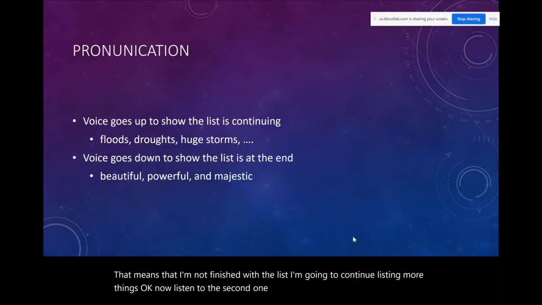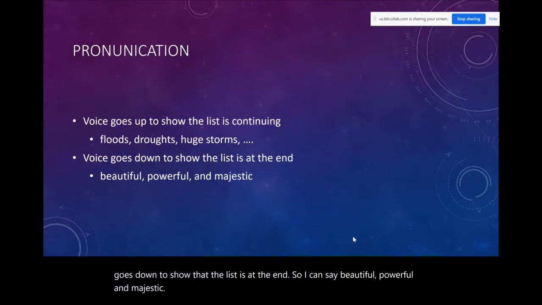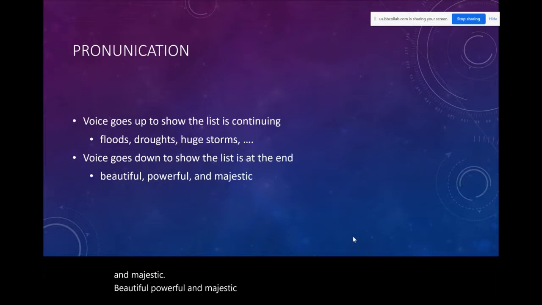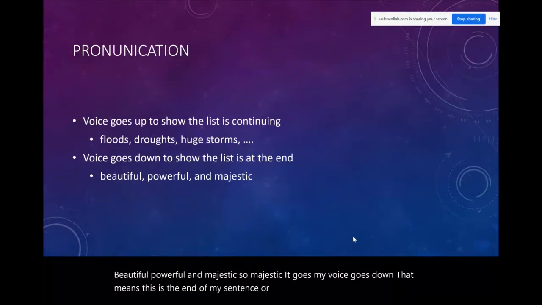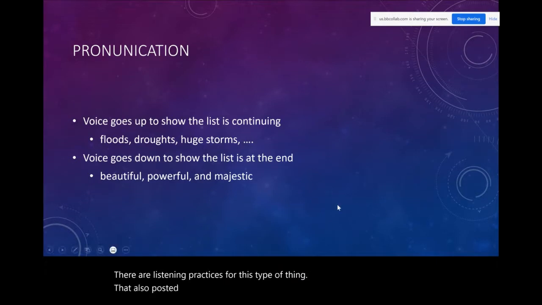The second one is when my voice goes down to show that the list is at the end. So I can say beautiful, powerful, and majestic. Beautiful, powerful, and majestic. So on majestic, my voice goes down. That means this is the end of my sentence or the end of my list. Okay? There are listening practices for this type of thing that I also posted in Blackboard. You can go there and click on the audio tracks.